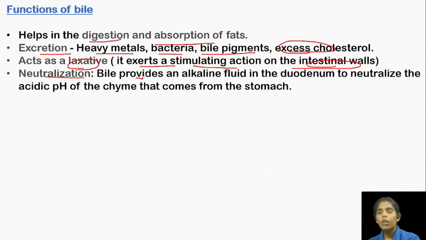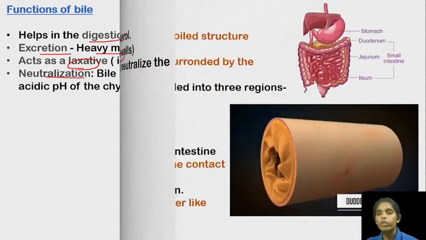Neutralization. The bile is an alkaline fluid. When it enters the small intestine, it will try to neutralize the acidic pH of the chyme that enters the small intestine from the stomach. So the stomach, along with the food, the hydrochloric acid also enters the small intestine, and the chyme has an acidic pH. Now, as the bile is an alkaline fluid, it will help in the neutralization of the acidic pH of the chyme in the small intestine.